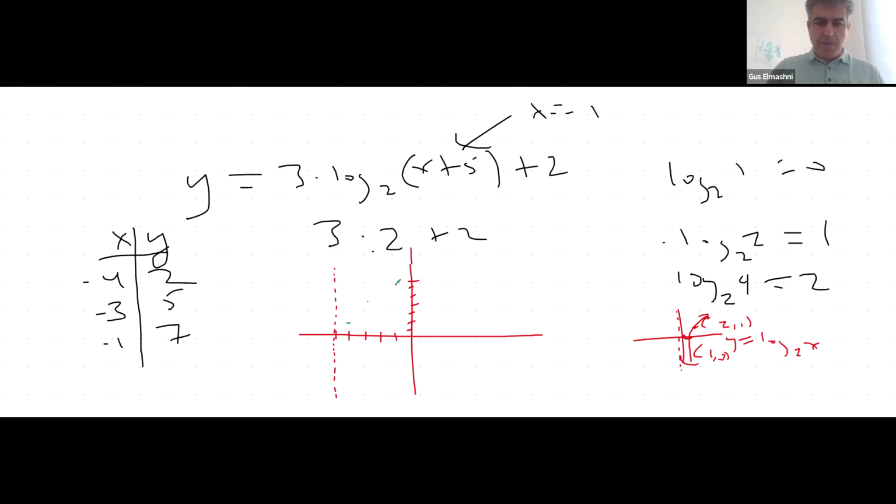Sorry, I should make those a little more noticeable. And there you go. So it kind of looks like that. There's your graph. I didn't quite do it to scale, but it's okay.